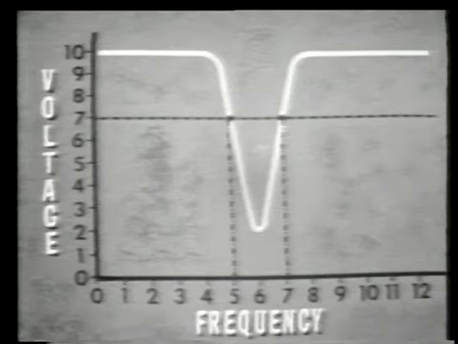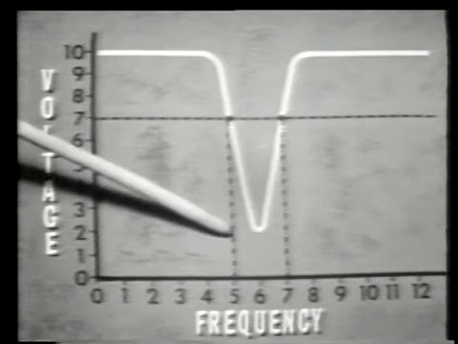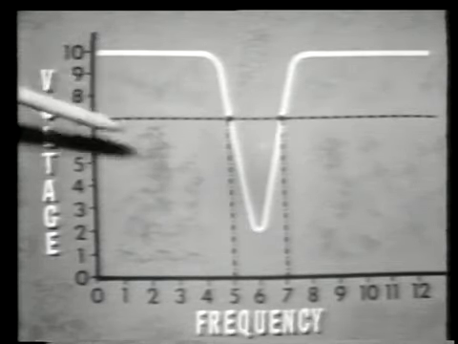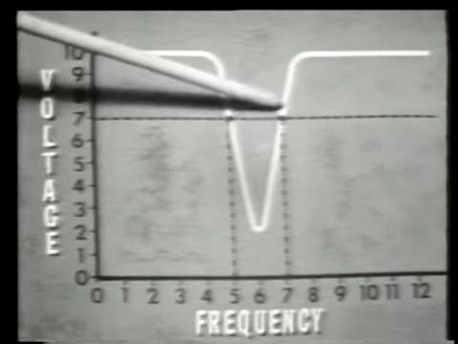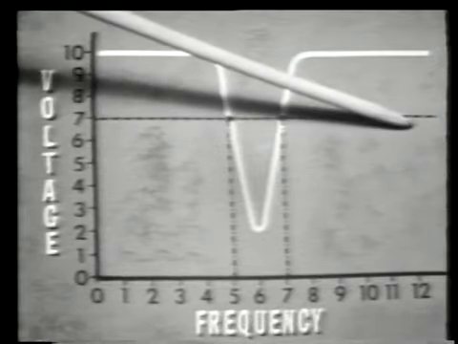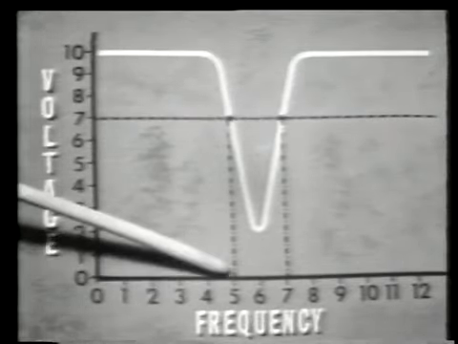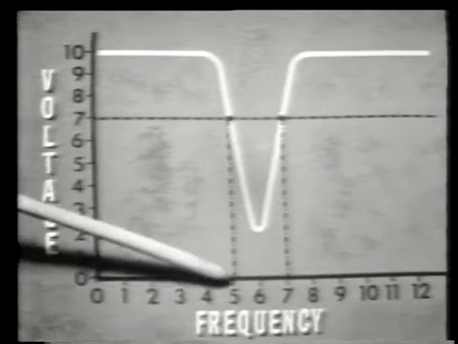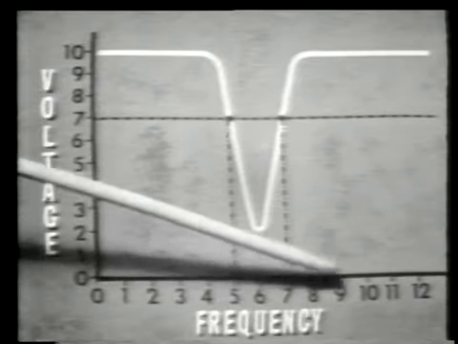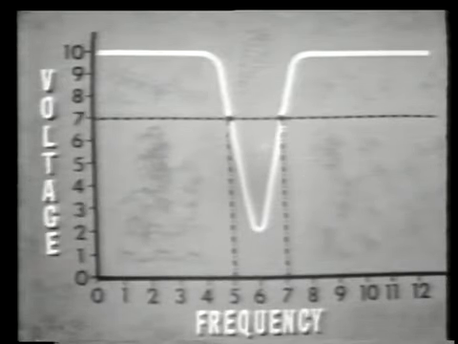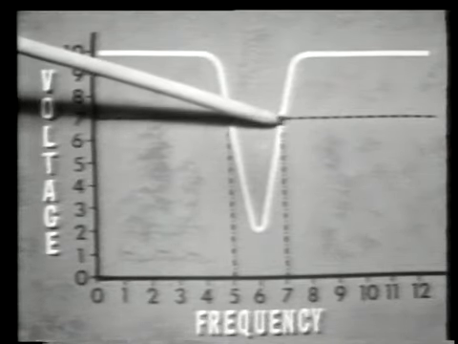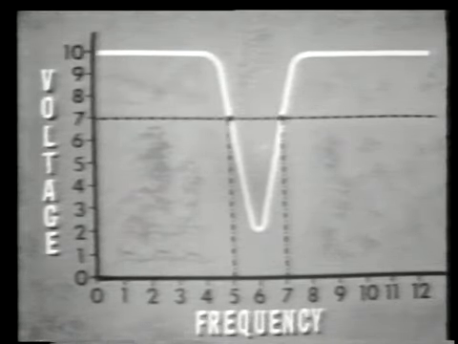The graph of output voltage shows that this filter rejects frequencies from 500 to 700 hertz, but it passes all others, those below 500 hertz and those above 700 hertz. The cutoff frequencies are here, 500 and 700 hertz. Those frequencies from 0 to 500 hertz and from 700 hertz on up are in the band pass, and those frequencies between 500 and 700 hertz are in the attenuation band.